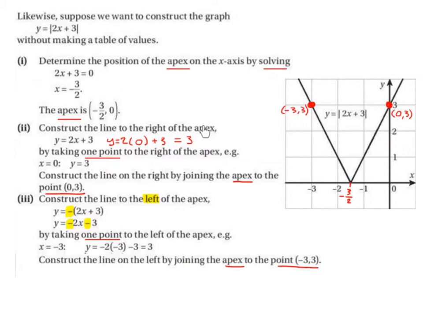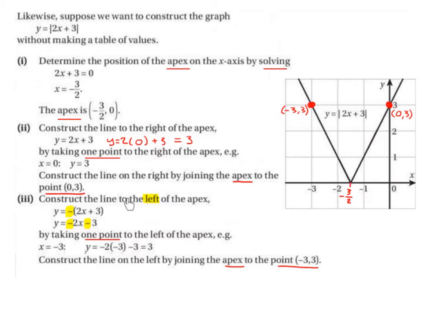Next, we construct the line to the right of the apex. So we have y equals 2x plus 3. Swapping the x for 0, you get y equals 2 times 0 plus 3. 2 times 0 will cancel out, so we get y is equal to 3. By taking 1 point to the right of the apex, for example 0, 3, we subbed in an x value of 0 and we got out a y value of 3, so we've got x is 0, y is 3. Construct the line to the right by joining the apex to the point 0, 3. So go to 0 on the x-axis, 3 on the y-axis, plot a point. Then we're obviously going to join those together with a ruler.